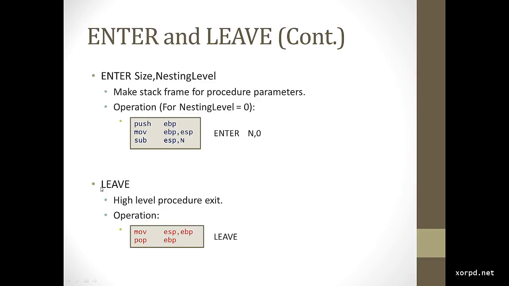The leave instruction has no arguments. It is also known as high-level procedure exit, and it has the following operation. It is exactly equivalent to those two instructions. Move EBP into ESP, and then pop EBP.